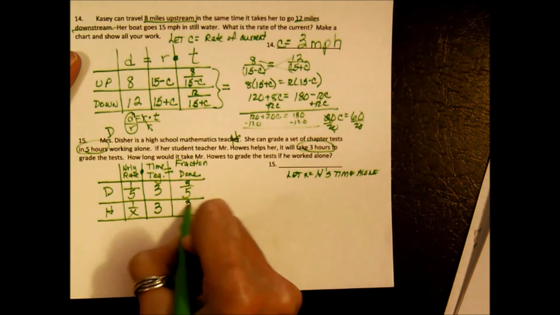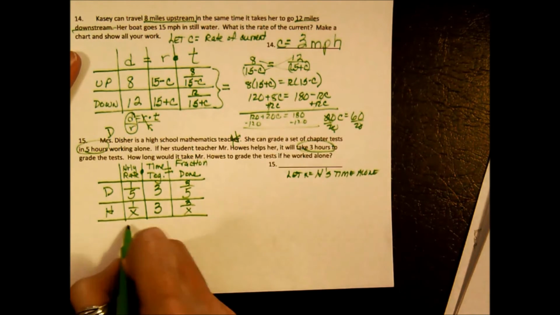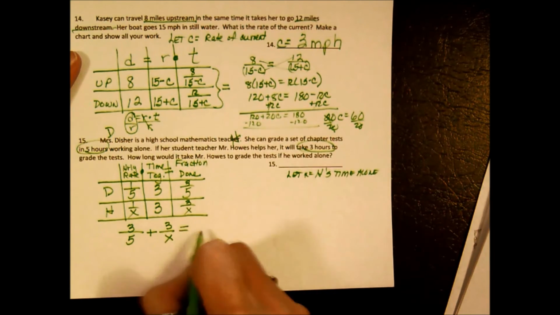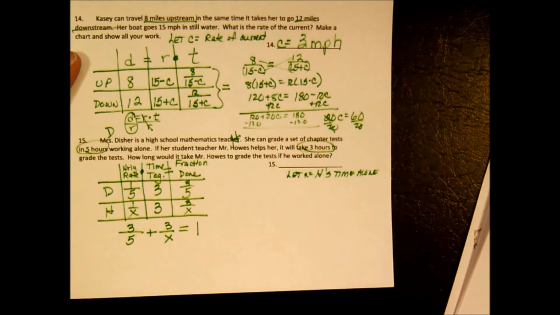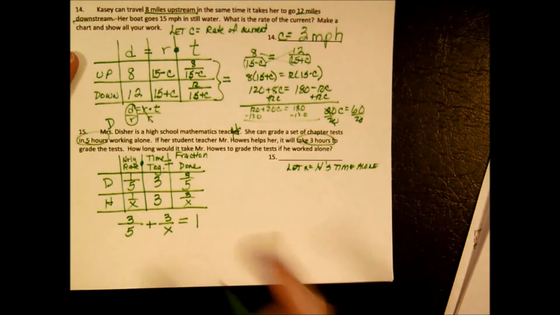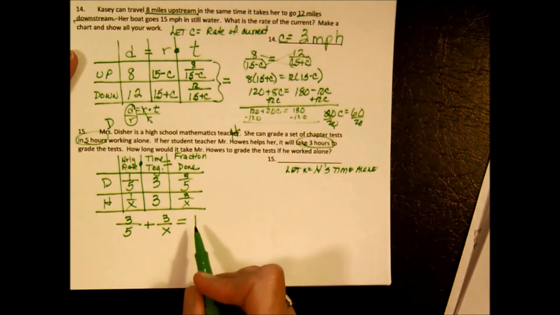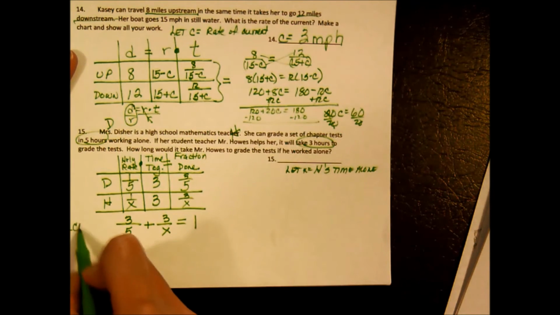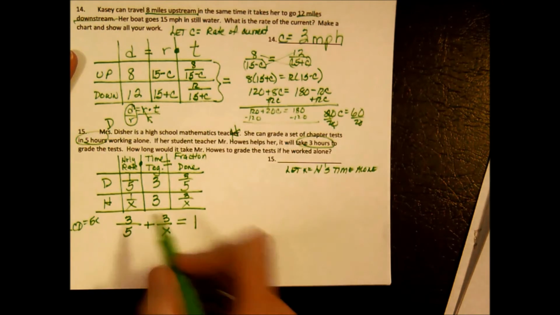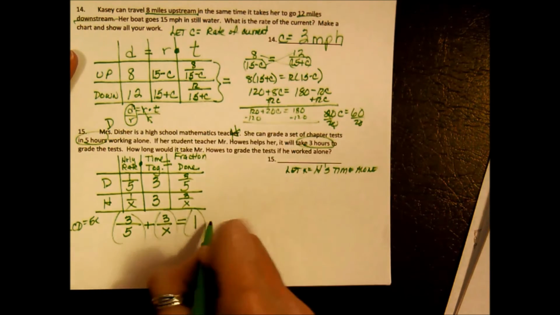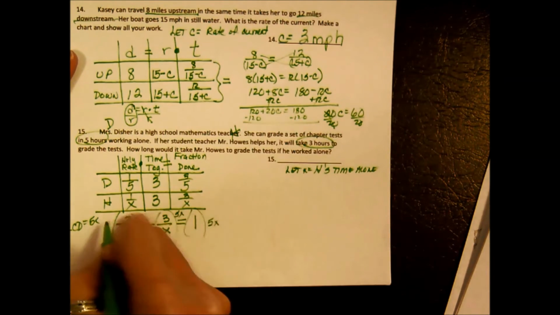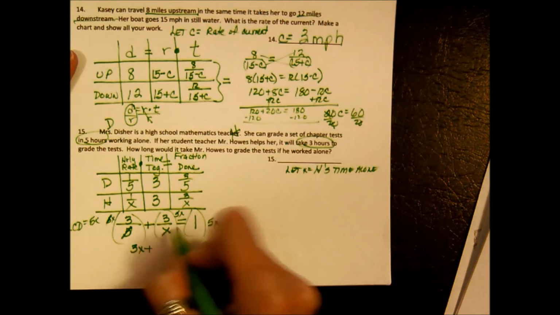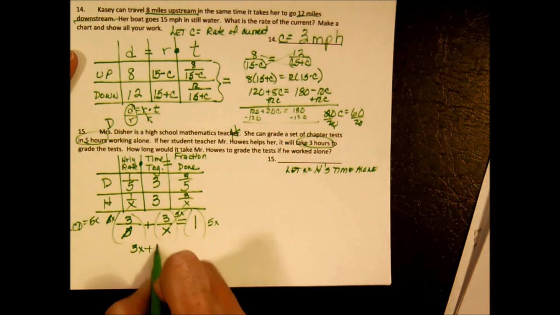And I know that the fraction that she contributes plus the fraction that he contributes equals 1 whole job done. That's how work rates work. It's always going to be equal to 1 unless you have some different kind of situation. Now I need to clear the denominators. My LCD is 5x. So I'm going to put each term in parentheses, write the LCD beside it, cross cancel. I'm left with 3x, 3 times 5, plus 15 equals 5x.